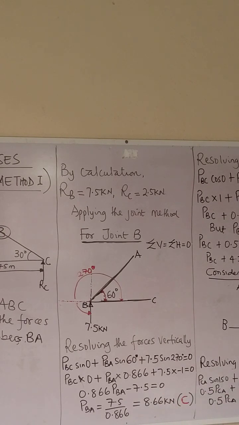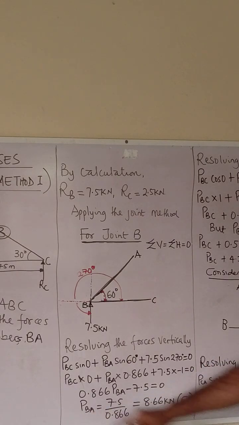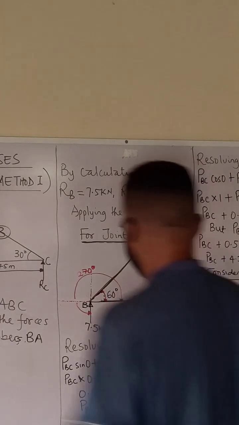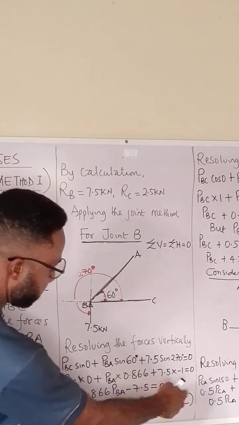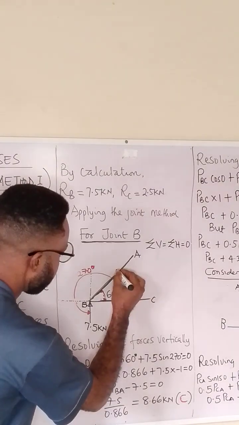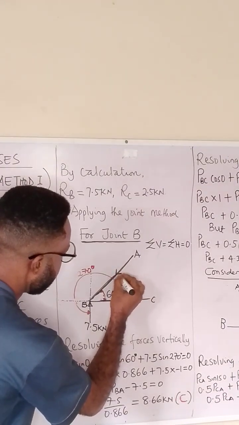Because it is positive, it is compression. So we can go to where the member PBA is and we give it a sense. So because it is compression, this is where our arrow will be.